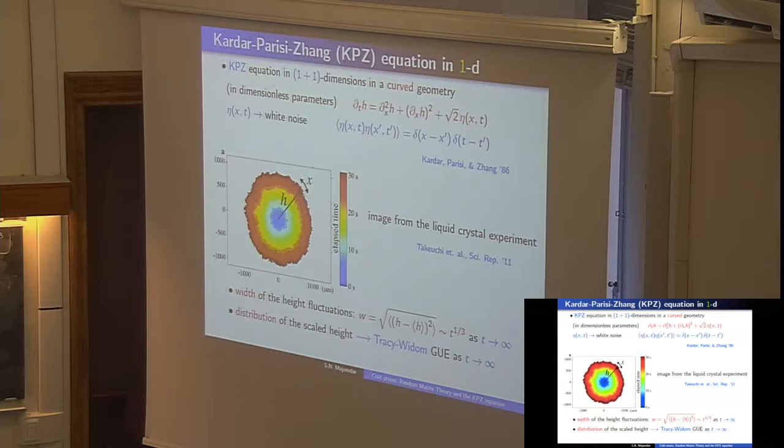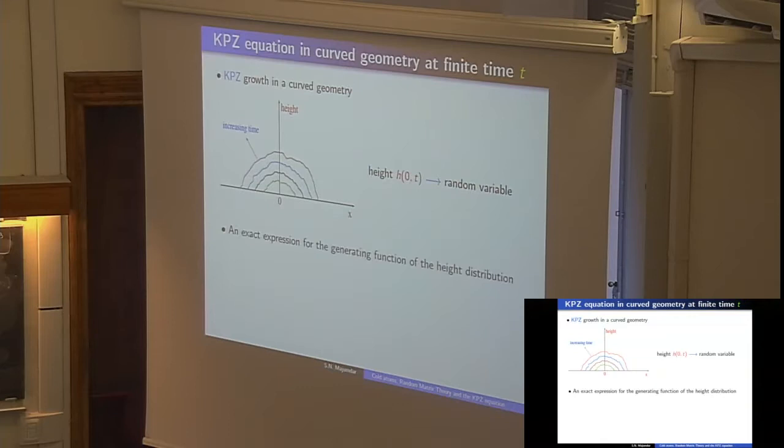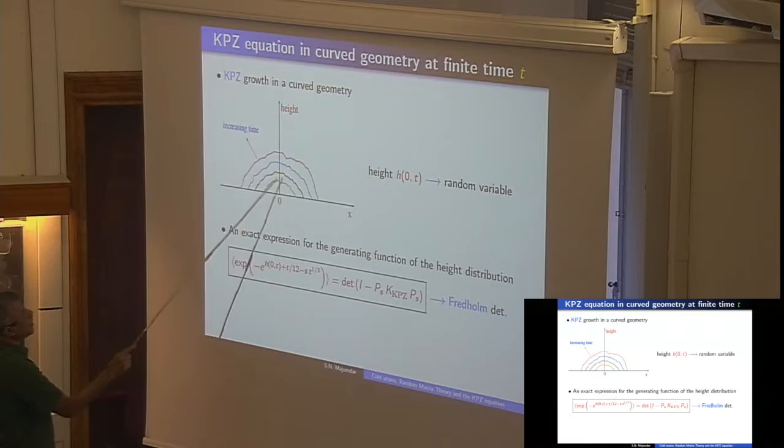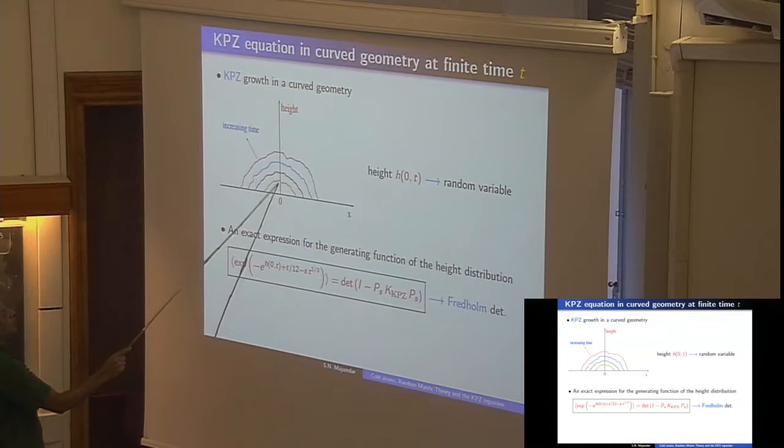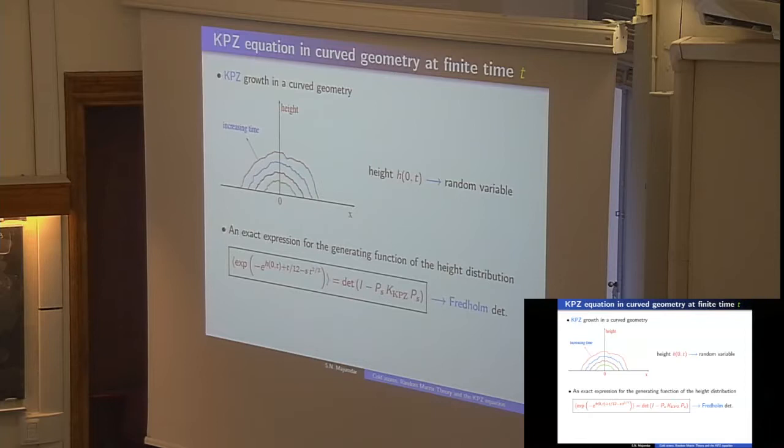And then, as he mentioned, the full height distribution of this KPZ equation was obtained by an exact solution by Sasamoto and Spohn and also several other people, mathematicians, and they could actually compute the full height distribution, not just the second moment, and showed that it is the Tracy-Widom distribution. And the precise statement of these things that Herbert already showed you is that, imagine this KPZ height is growing, and I'm looking at the height at a particular point in space, zero, and then you have this strange looking generating function, which I'll write down here.